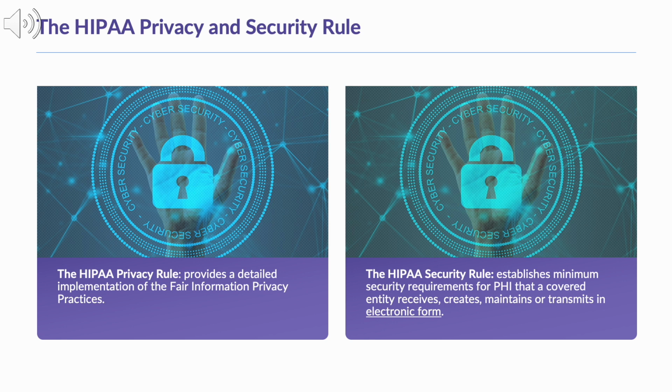The security rule establishes minimum security requirements for PHI that a covered entity receives, creates, maintains, or transmits in electronic form. Reasonable security measures are required. Some requirements are: designate a responsible person for a security program and conduct initial and ongoing risk assessment.